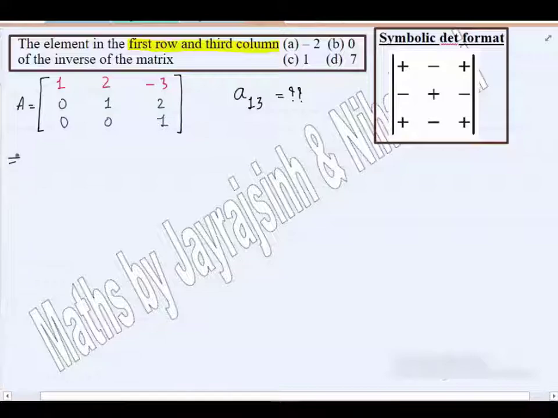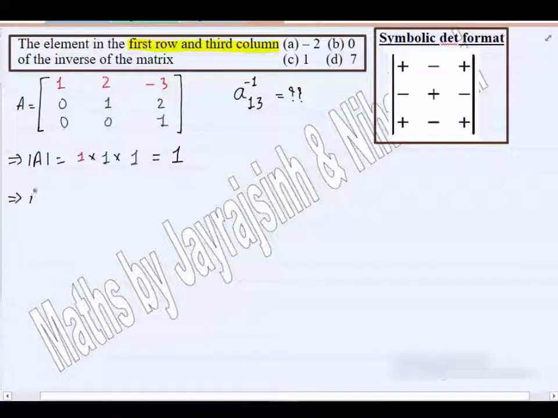Your step number 1 is to find out the determinant of A. Actually, matrix A is an upper triangular matrix. So its determinant is simply the product of elements of the principal diagonal, 1 into 1 into 1. So its determinant will be 1.